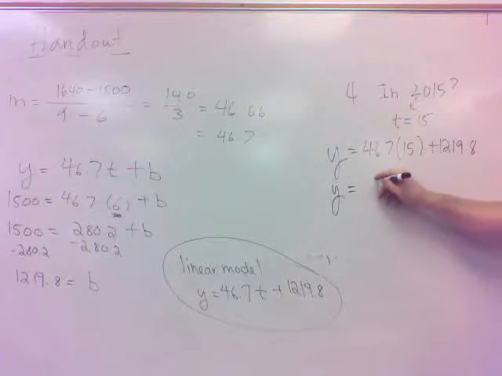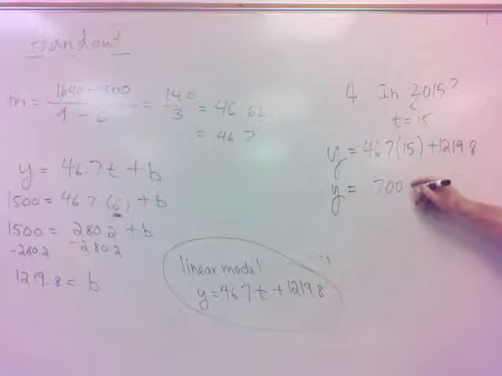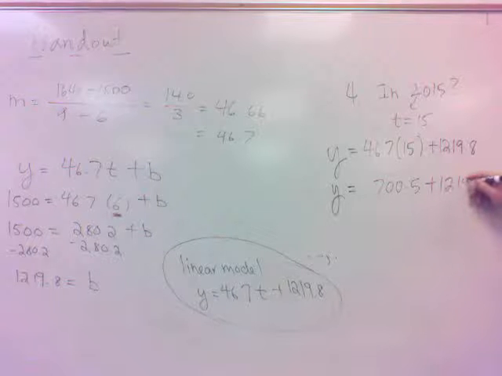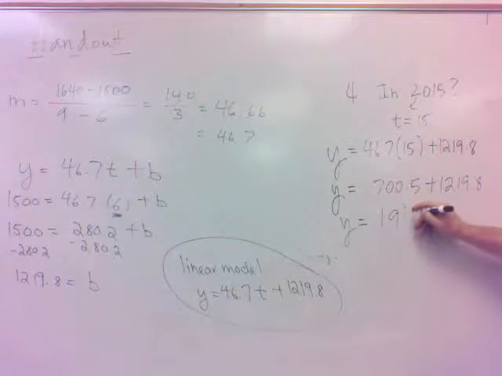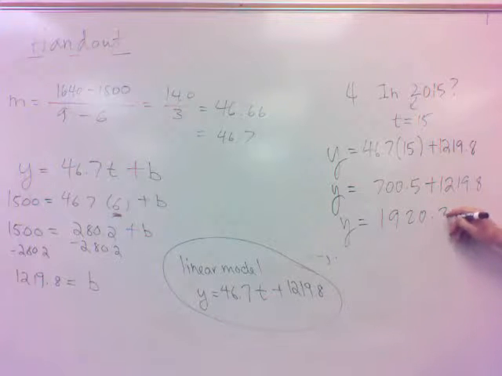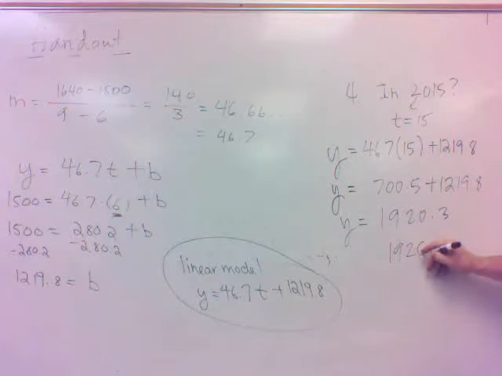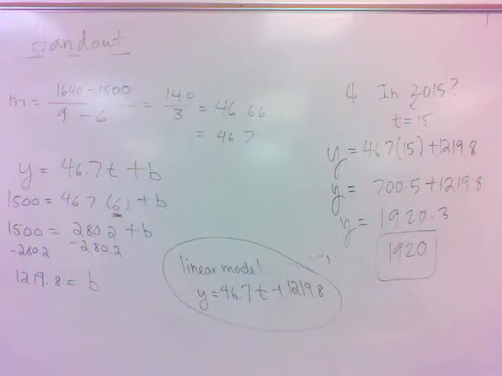46.7 times 15, 700.5. So 700.5 plus 1219.8, 1920.3. So 1,920 would be my predicted enrollment. Sound right?